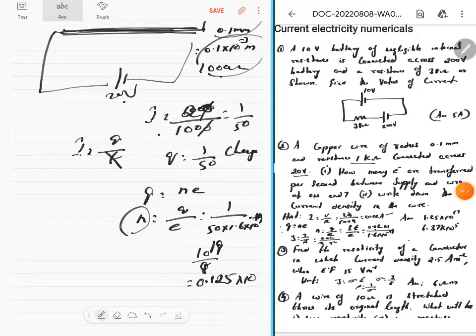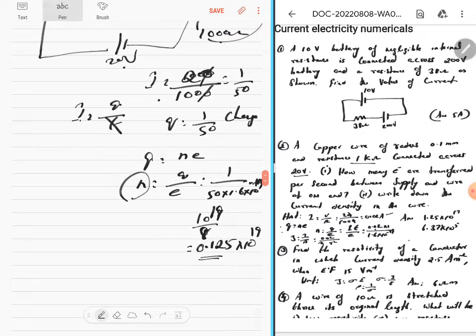So when you divide this, you get 1 by 8 itself is 0.125 into 10 to the power 19. The minus 19 goes up and so you get this as the answer. Look at this, it is 1.25 into 10 to the power 17.